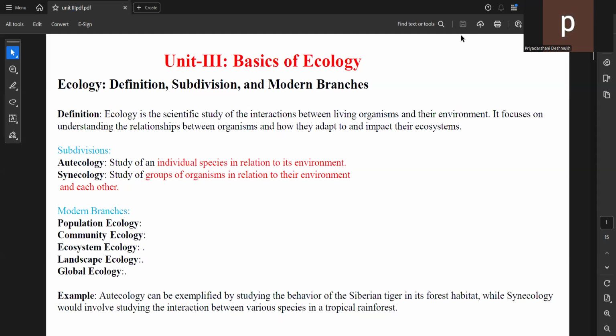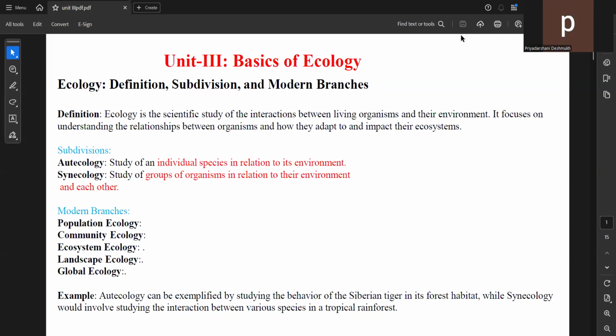Hello friends. Now we are studying unit number 3, that is basics of ecology. Here in this unit, we are going to study the basics of ecology, definitions, sub-definitions and the modern branches. First, the definition of ecology.